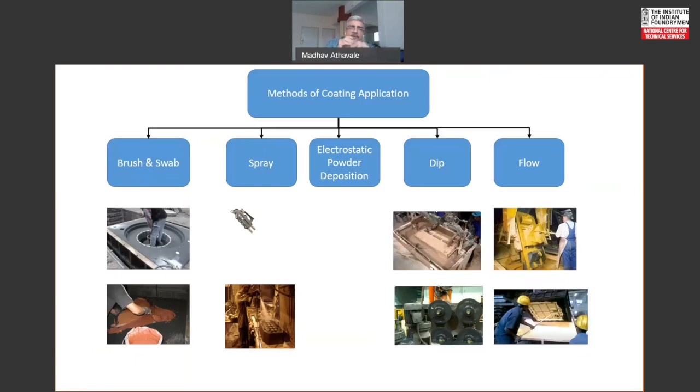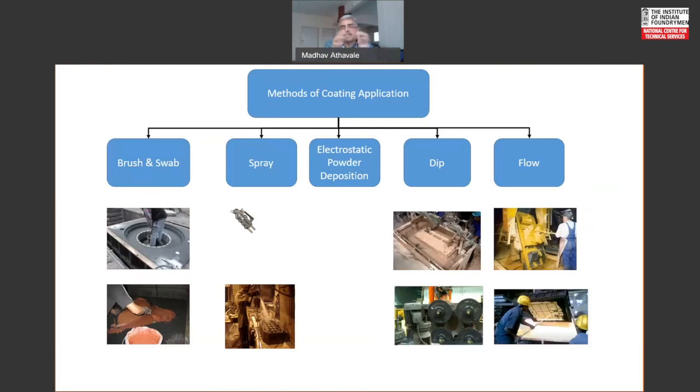Then before getting into electrostatic deposition, let us get to the dip and flow. Dip is typically meant for mass production, high volume, small size or medium size cores. So it can be manual application, it can be semi-manual, or it can be fully automated dipping operation. But the numbers are very large. The core shapes can be complex, so dipping is the best way, because either swab or brush will take too long a time, and we'll see one by one the merits and demerits of each one of them.